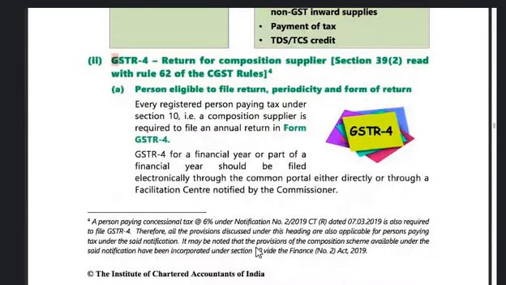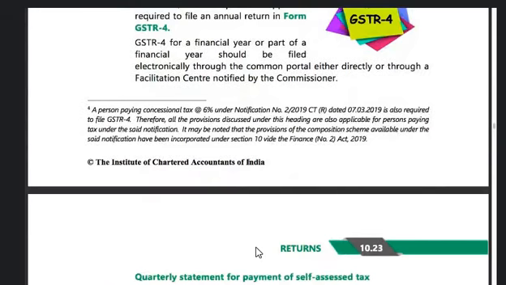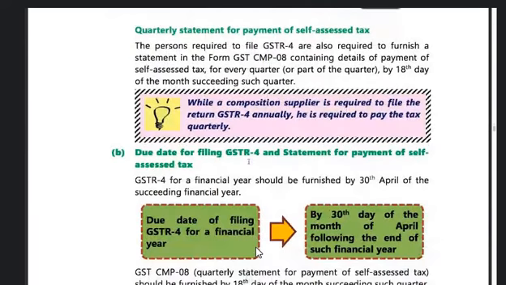Then GSTR 4, this is applicable only for the composition dealers. So those who are composition dealers, only for those persons, this GSTR 4 is applicable. This is an annual return. This return has to be filed annually and only applicable for the composition supplier. And the due date of filing the GSTR 4 is to be furnished by 30th April of the succeeding financial year. So for the financial year 2021, what is the last date of filing the GSTR 4? 30th of April 2021 is the last date of filing the return for the GSTR 4.